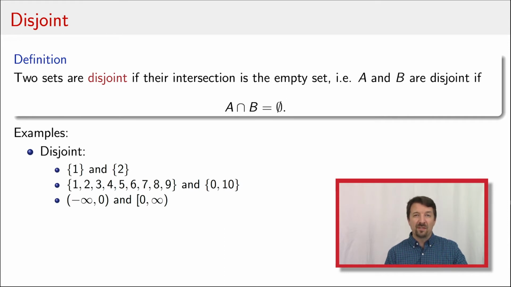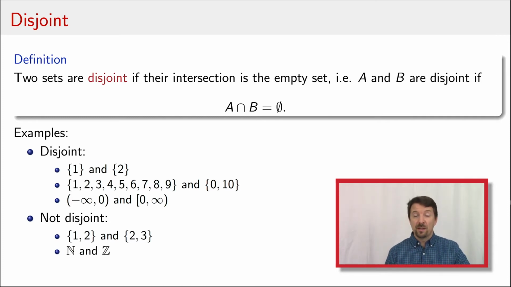For some examples of sets that are not disjoint, we have these. So the first set has the integers 1 and 2, and the second set has integers 2 and 3. If you take their intersection, you get the number 2, which is not the empty set, and therefore these two are not disjoint.